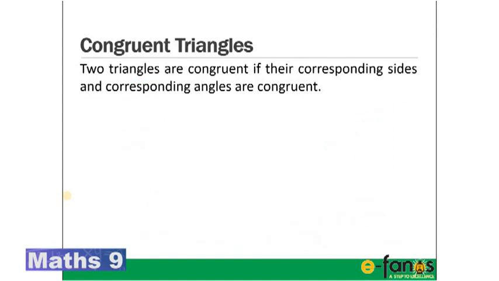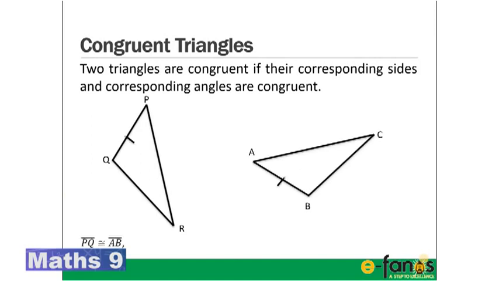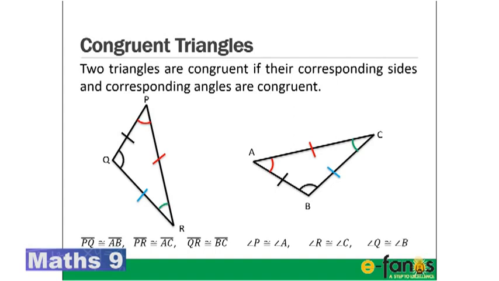Two triangles are congruent if their corresponding sides and corresponding angles are congruent. For triangles PQR and ABC, the length PQ is equal to the length AB, the length PR is equal to the length AC, QR is equal to BC, the angle at P is equal to the angle at A, the angle at R is equal to the angle at C, and the angle at Q is equal to the angle at B. So we say that triangle PQR is congruent to triangle ABC, and this symbol here means is congruent to.